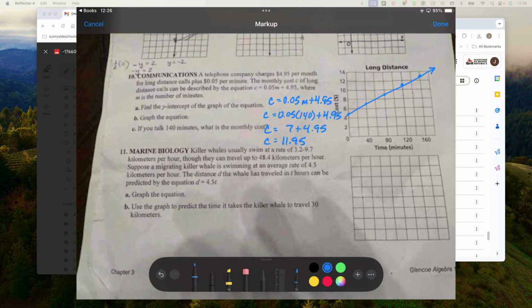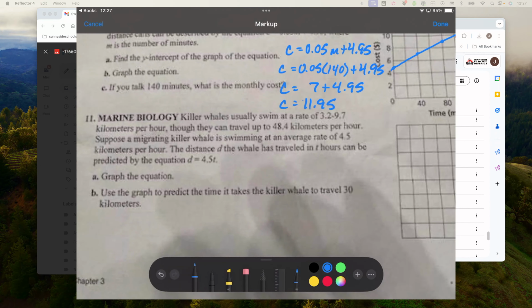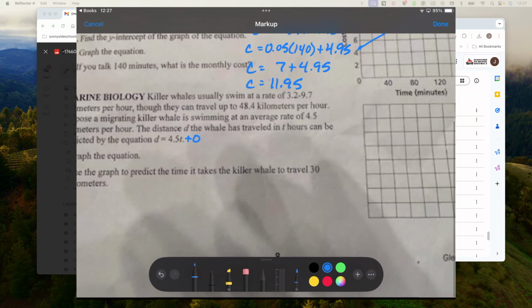Killer whales usually swim at a rate of 3.2 to 3.9 kilometers per hour, but they can travel up to 48.4 kilometers per hour. Suppose a migrating killer whale is swimming at an average rate of 4.5 kilometers per hour. What distance was traveled? Okay, we got an equation. We need to graph the equation. We need to recognize that there is a y-intercept here. It is just that the value of the y-intercept is 0. And so we are going to begin at 0.